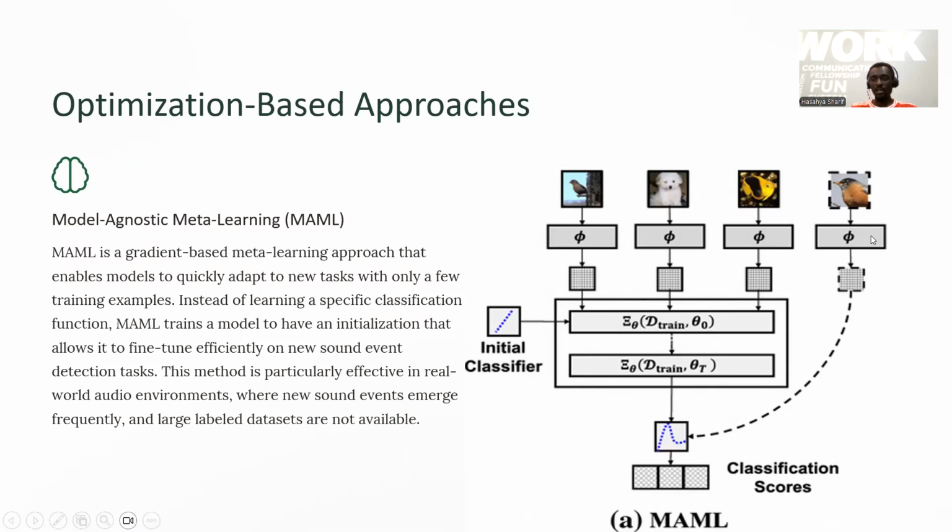Now, if a new sound which wasn't classified before is introduced, this model is able to do the classification by getting those sounds it initially used from its initial classifier to come up with the end classification of that sound. Thus, this method is particularly effective in real-world audio environments where new sound events emerge frequently and large-scale labeled datasets are unavailable.